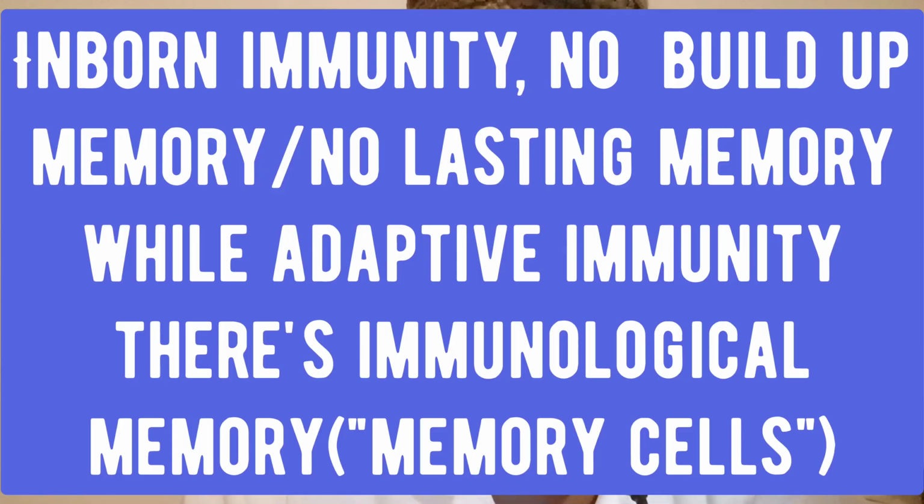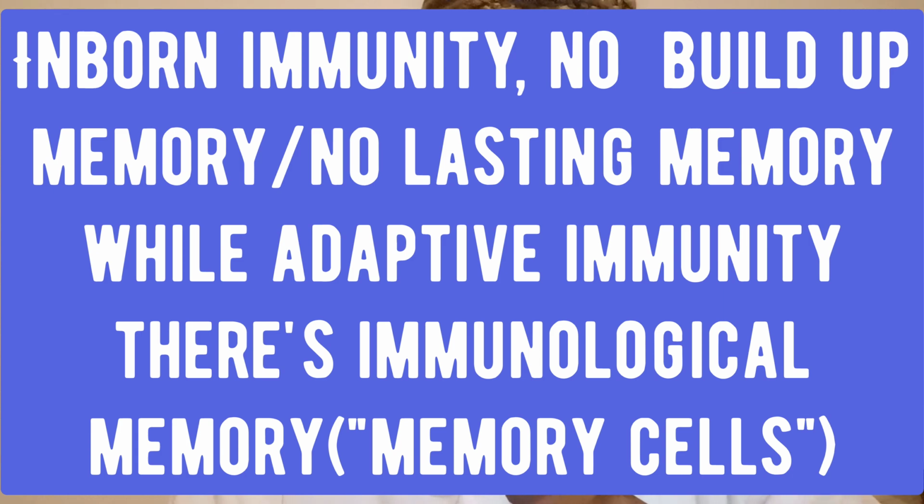With the inborn immunity, we don't have a build-up memory, no lasting immunity. What about the other one? With the other one, we have immunological memory cells. What do we mean by that? For you to have acquired immunity, your body has got to remember that it was attacked by this particular pathogen, and that's when it develops antibodies against it. So if you are tested, you'll be found to have antibodies against a particular antigen, even if it has been fought already by your body.